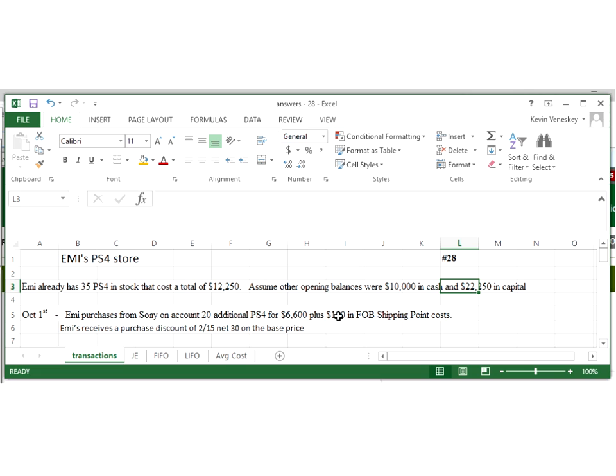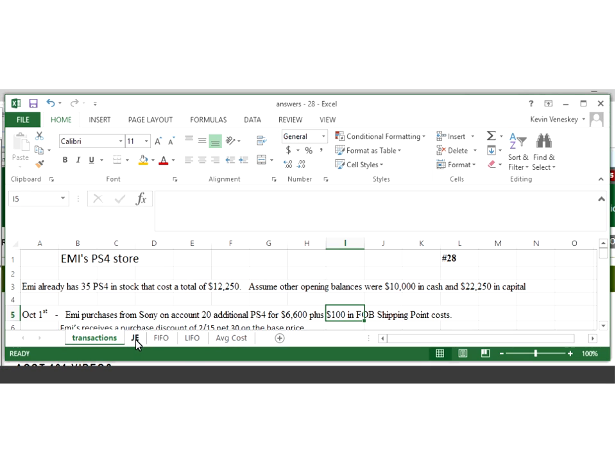Now, with this one, we have to think: does the shipping get included in our cost? And it does. The $6,600, because it's FOB shipping point, that means it's free on board to me, the buyer, all the way until it gets to the UPS guy or FedEx guy, whoever it is. So therefore, I do have to pay the cost of the shipping. So my inventory didn't really cost me $6,600. It cost me $6,700 in total before any chance of a discount.